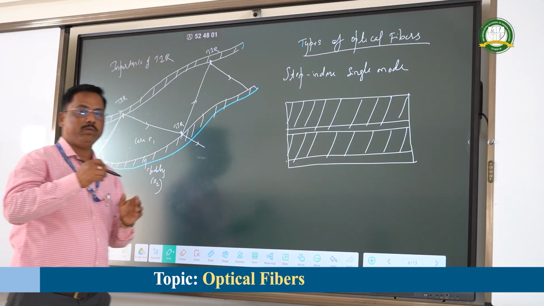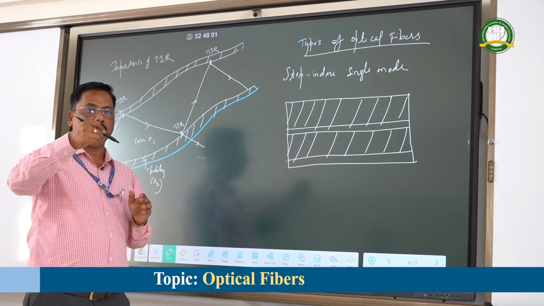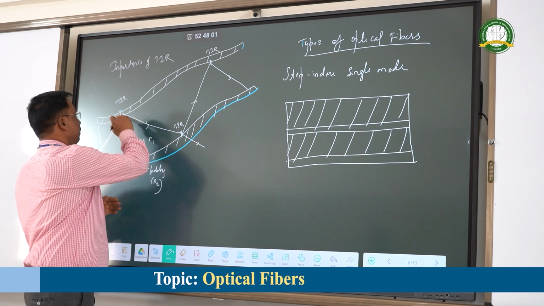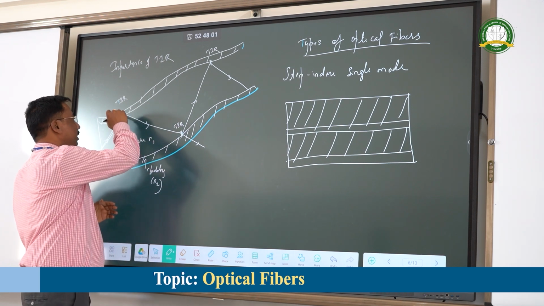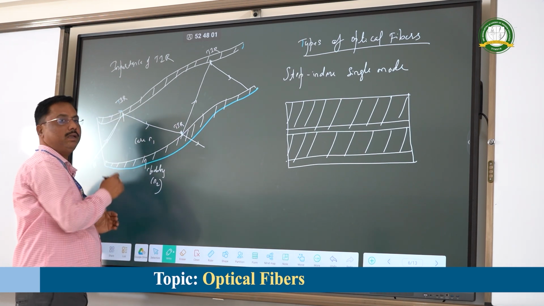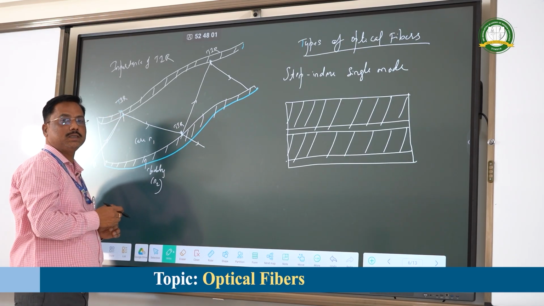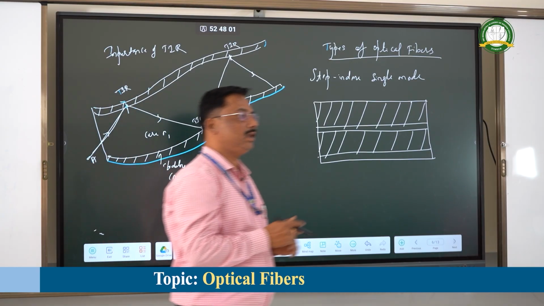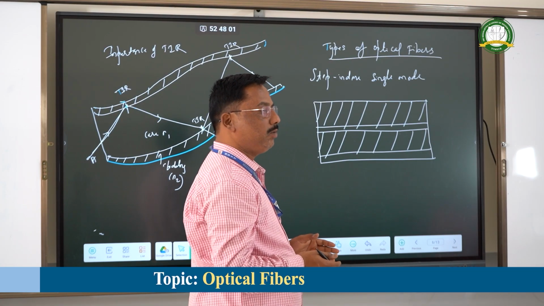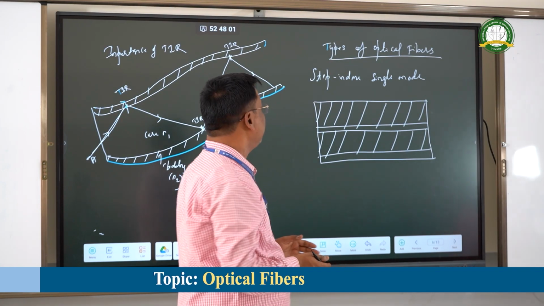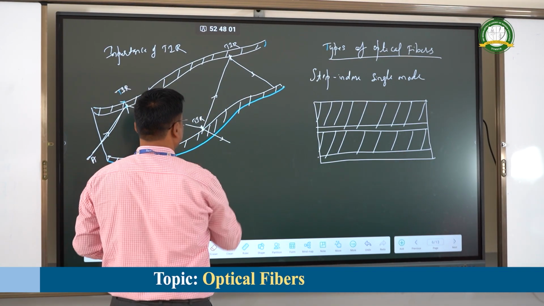When a ray bombards the interface of core and cladding, at every interface total internal reflection should take place. If there is no TIR, the light will radiate outside from the optical fiber. Therefore, loss of signal will take place.